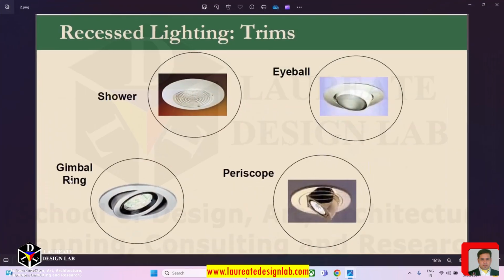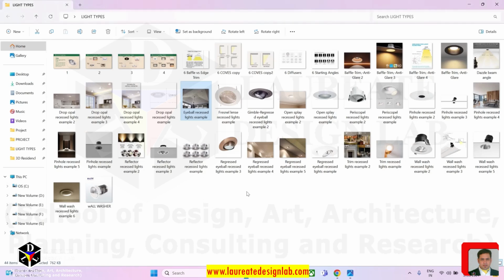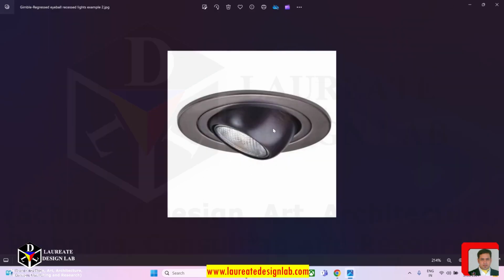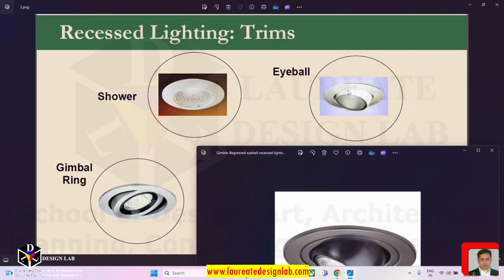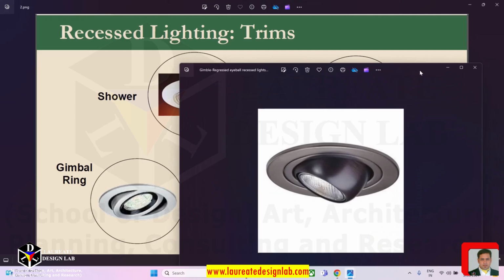Now we will go to gimbal ring. So what are different gimbal rings? This also behaves like eyeball. So what's the difference between eyeball and gimbal ring? See the difference. Here it is coming like an eye. The outer shell is very thin. Here it is making a ring. Light is installed inside, but here it is coming out. That's the difference, coming out.